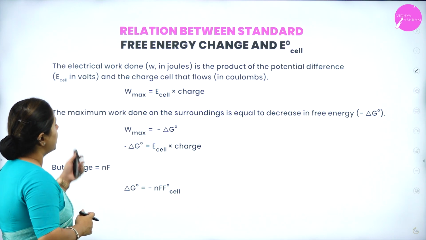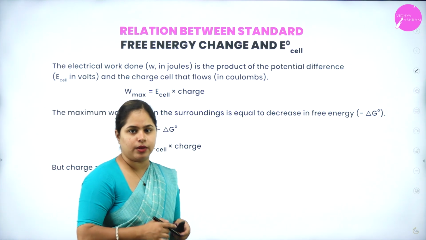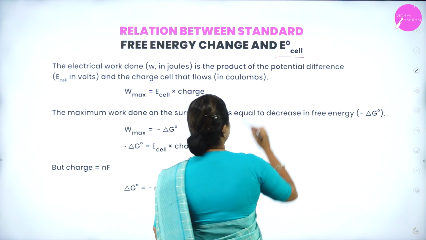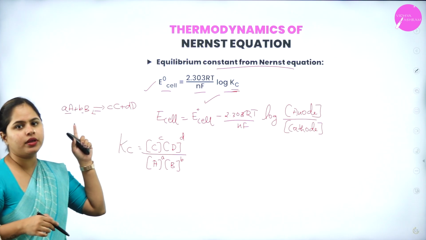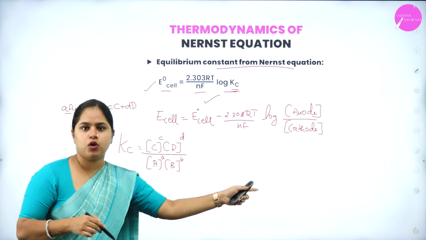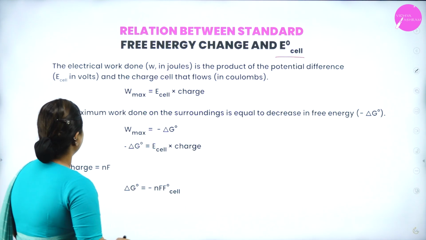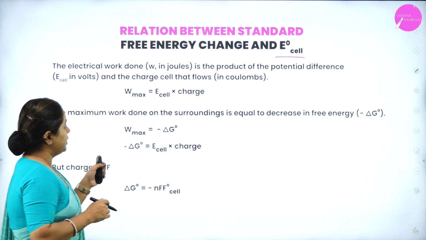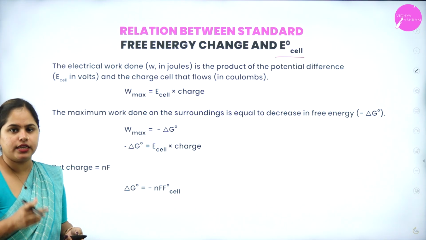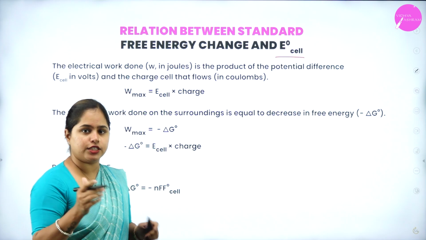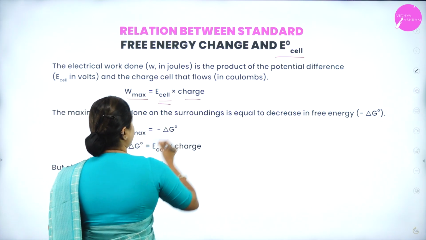The next one is the relation between standard free energy change and E naught cell. So how the electrode potential and Gibbs free energy are related, we are going to see. The previous one was a relationship between electrode potential and equilibrium constant; this is electrode potential and standard Gibbs free energy. Electrical work done is the product of the potential difference and the charge that flows in the cell. So work done is equal to E cell into charge.